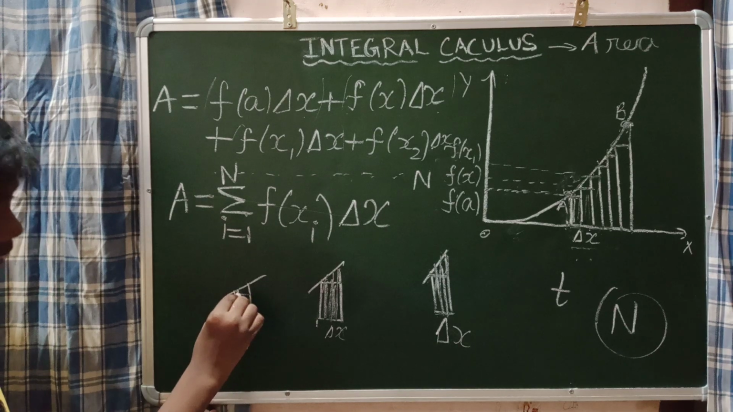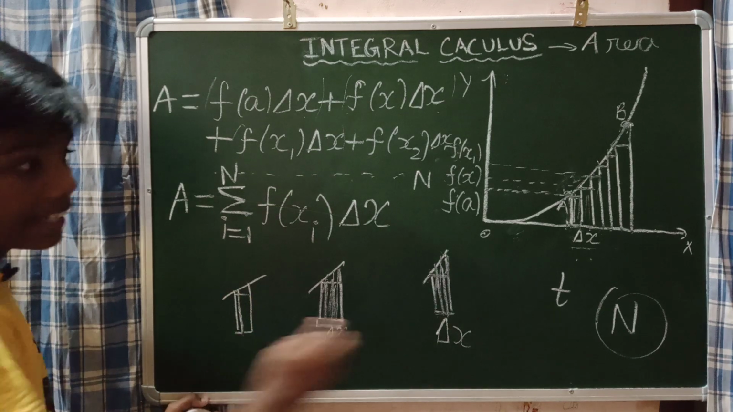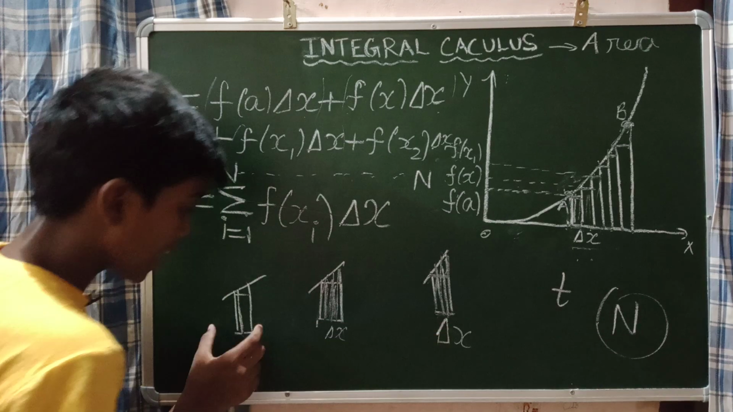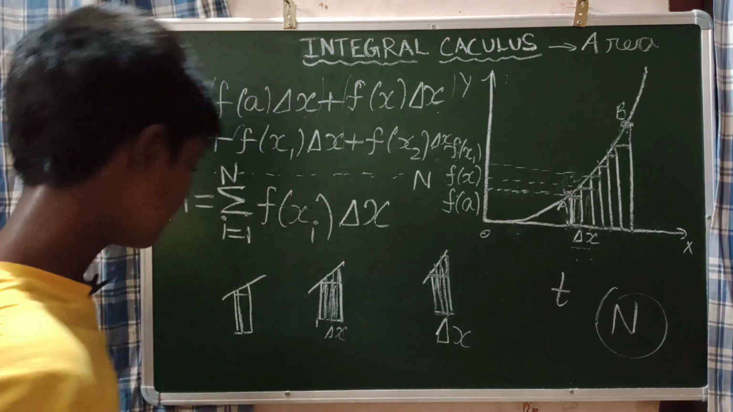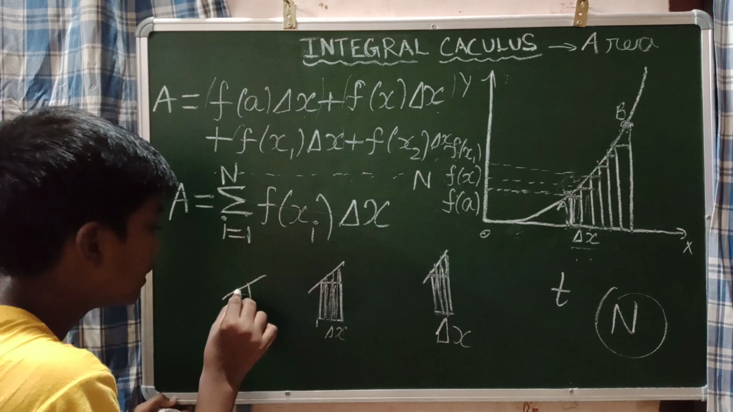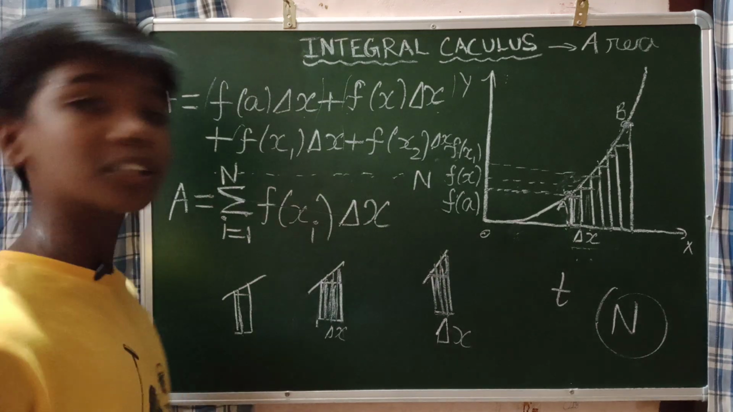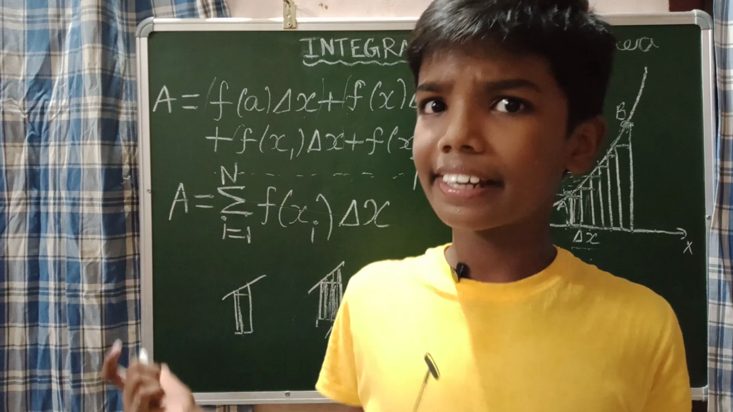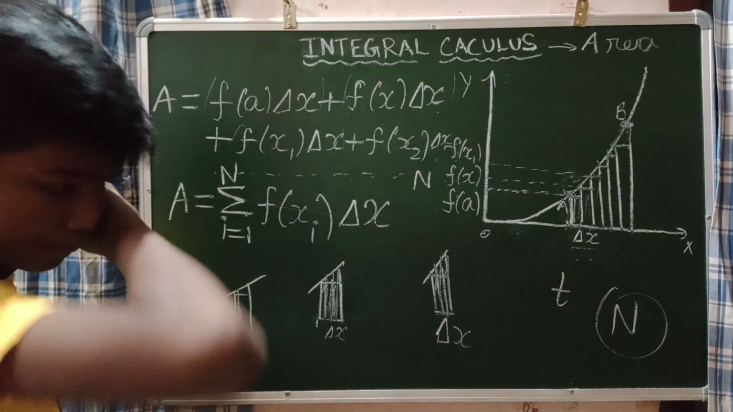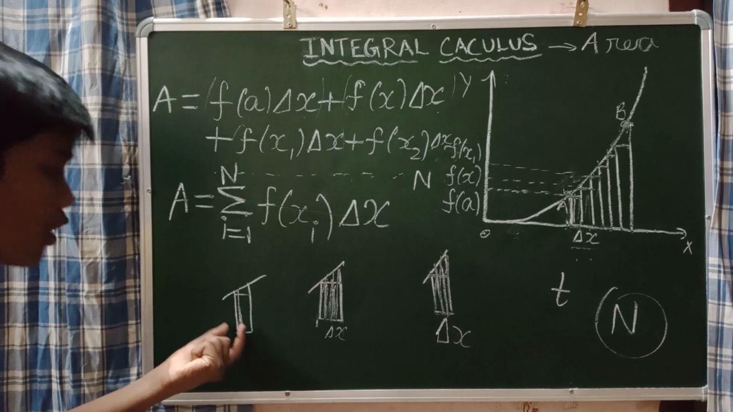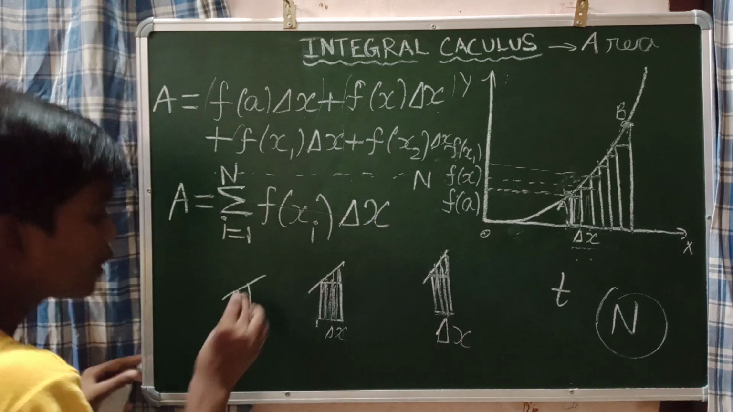When I draw, when I increase the number of strips, n number of strips only. So when n number of strips is increased, we are able to reduce this triangle. That is a more and more important thing in integral calculus. When we increase the n number of elements, definitely we are going to decrease this triangle, because there is a triangle now.